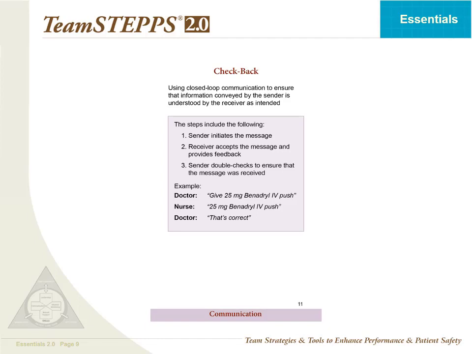A check back is when you are given an instruction by the team leader and you repeat it back to them to make sure you understood the order. If you have a patient you think is having an anaphylactic reaction, you may call medical control to get an order for epinephrine. The physician orders 0.25 milligrams of 1 to 1,000 epinephrine IM. You then repeat 0.25 milligrams of 1 to 1,000 epinephrine IM. The physician would either confirm or change the order.